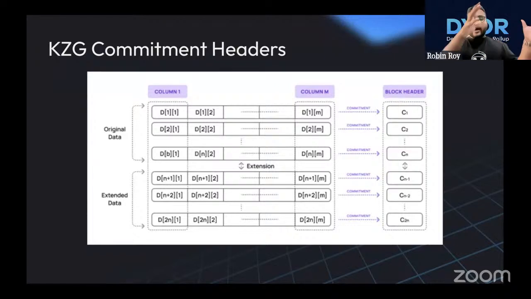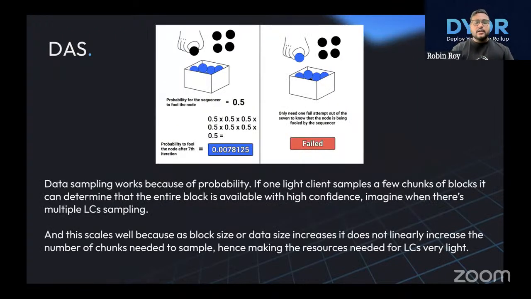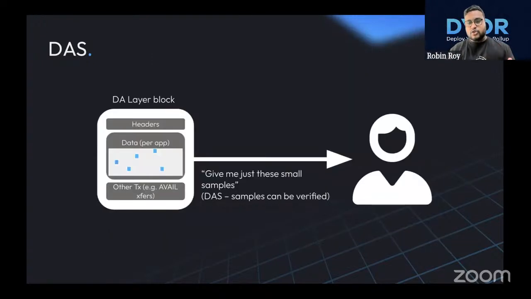Basically, just imagine you have all of that block data. You've erasure encoded the data. Now you've taken row-wise KZG commitments of this data to make sure that the encoding was done properly. Now, with all of these commitments, we extend the block header. And why we do that is because we want to do data availability sampling. Data availability sampling is basically just a way for light clients to sample the network.